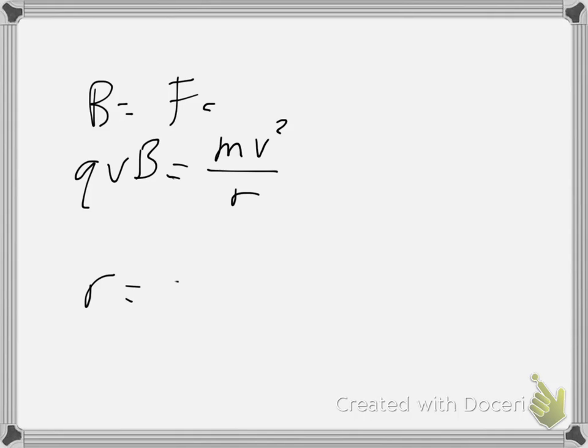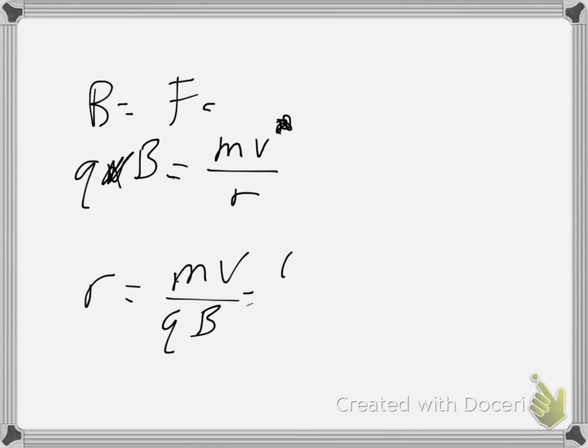I always like to do a cancel out first. I usually do this in my head, but this velocity here and one of these squares there will cancel out. So your r will equal mv over qv. So you plug in the values that you know.